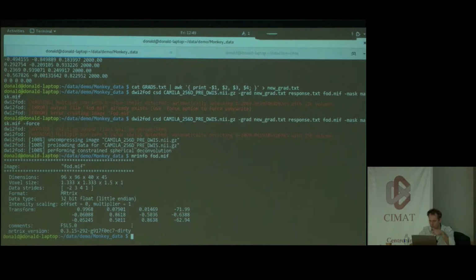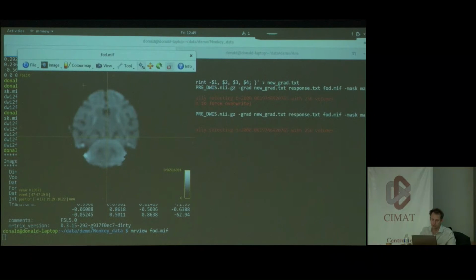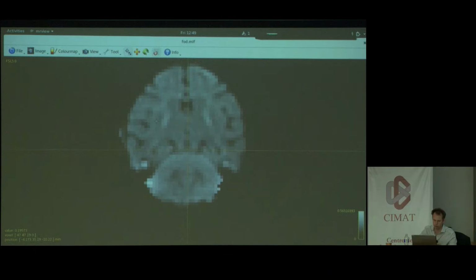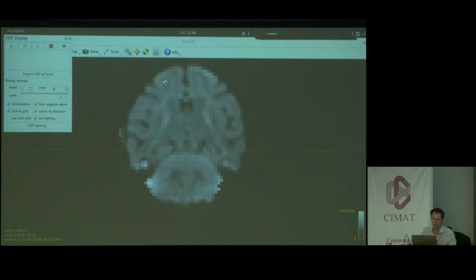But anyway, so this is a simple trick to invert the X if that's all you need to do. But it's worth acquiring a really strong oblique to see if that is a problem. Anyway, so let's load up the FODs. And there we go.